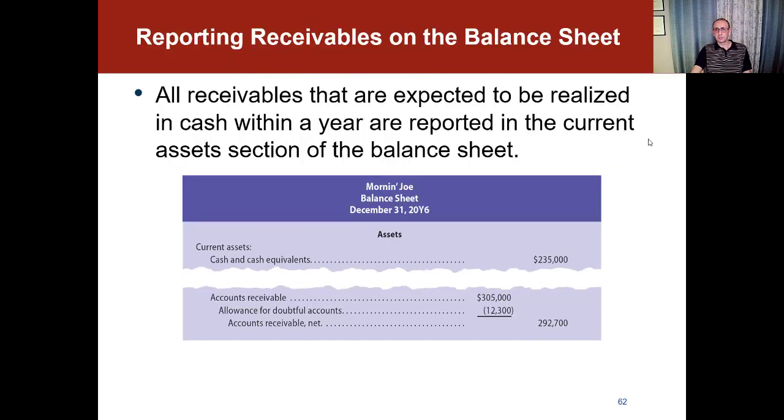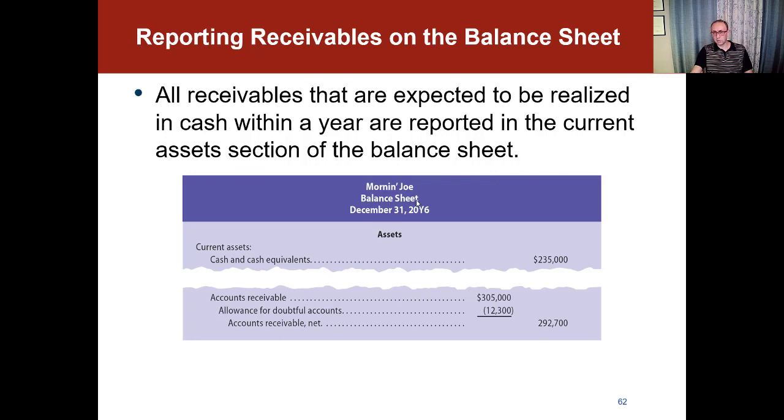And here let's talk about how we report the receivables on the balance sheet. All receivables that are expected to be realized in cash within a year are reported in the current assets section of the balance sheet. So if it's less than a year, we should expect it to be part of the current assets.